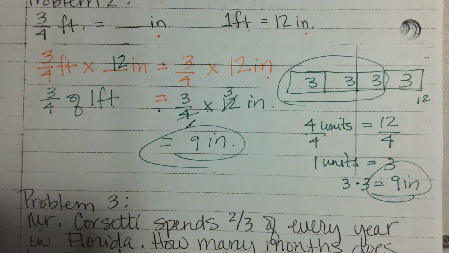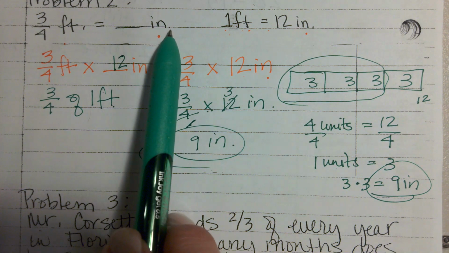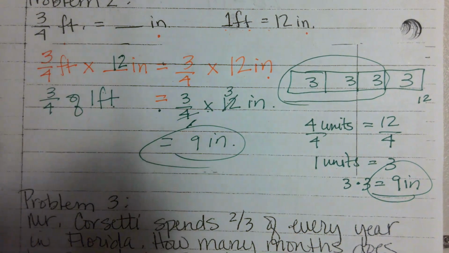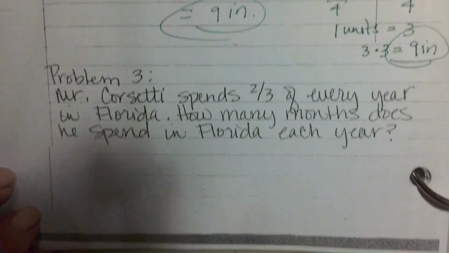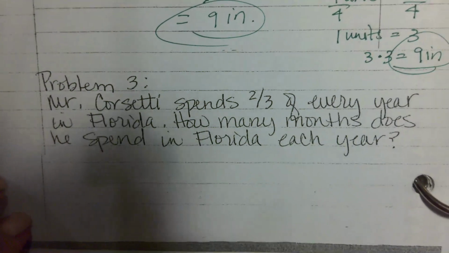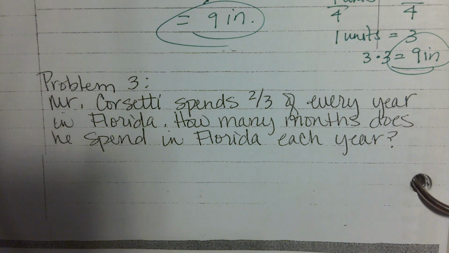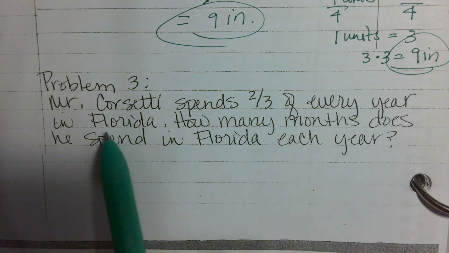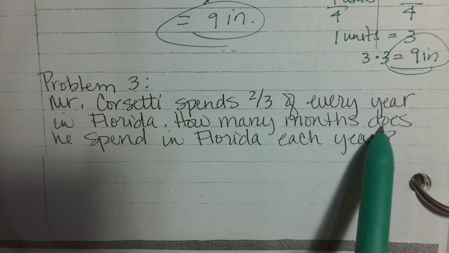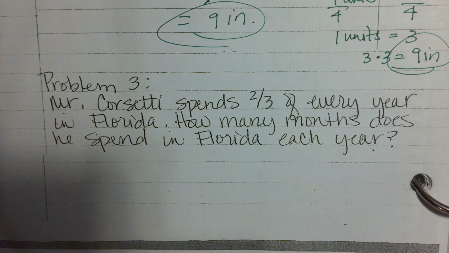Last problem for our concept development. So we're using what we've already learned and we're applying it to fractions of measurements. Okay, so we're only taking what we already know and moving it to a fraction of a measurement. And the measurement is a whole number. All right, Mr. Corsetti spends 2/3 of every year in Florida. How many months does he spend in Florida each year?